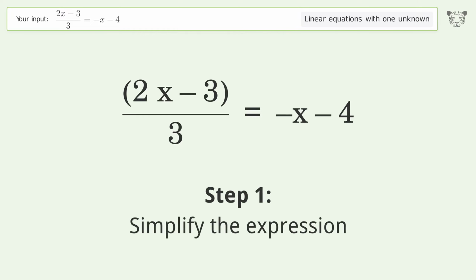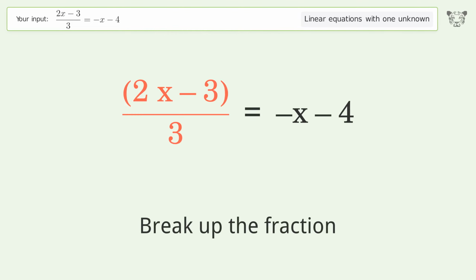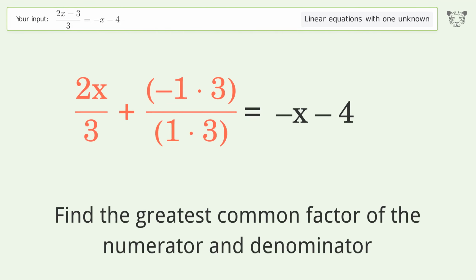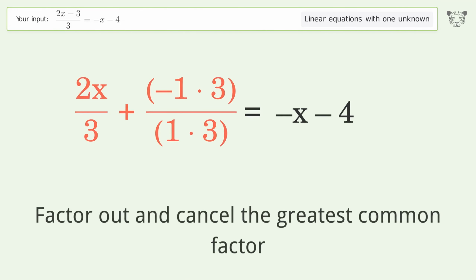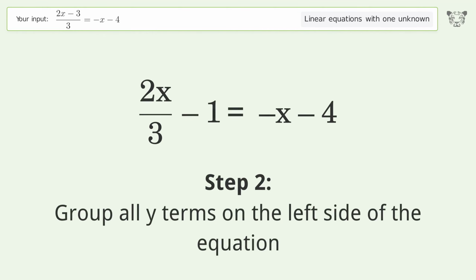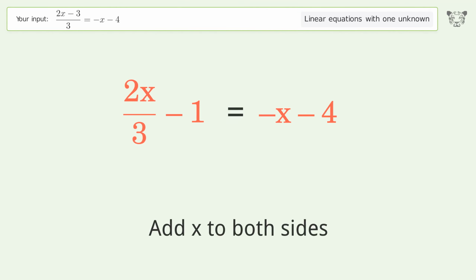Simplify the expression. Break up the fraction. Find the greatest common factor of the numerator and denominator. Factor out and cancel the greatest common factor. Group all y terms on the left side of the equation. Add x to both sides.